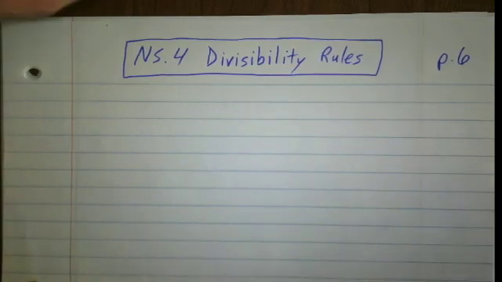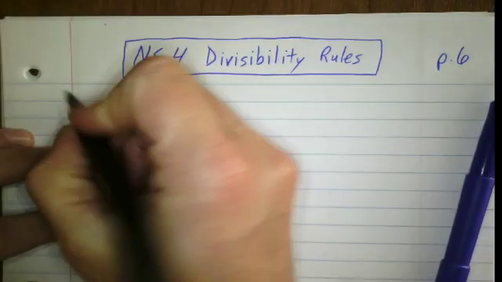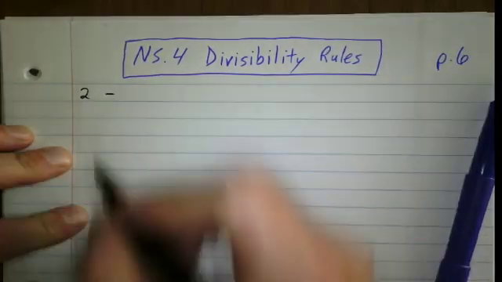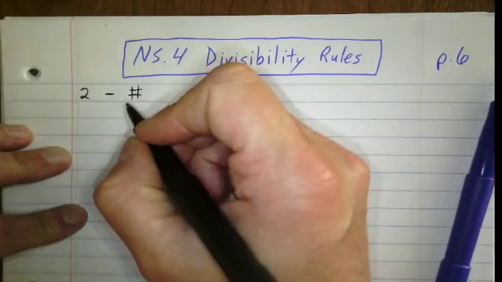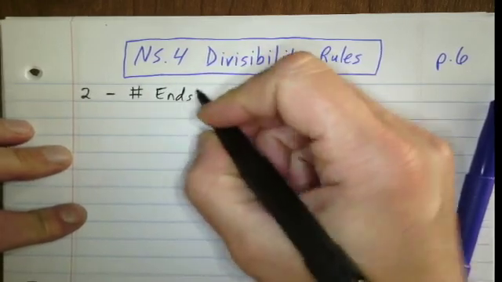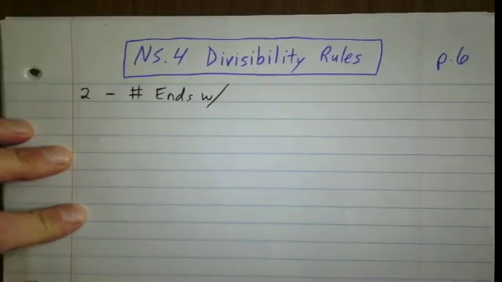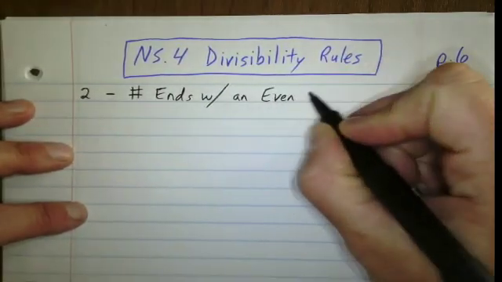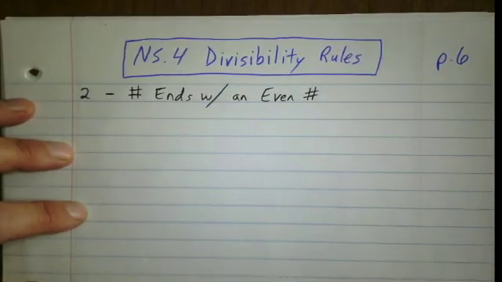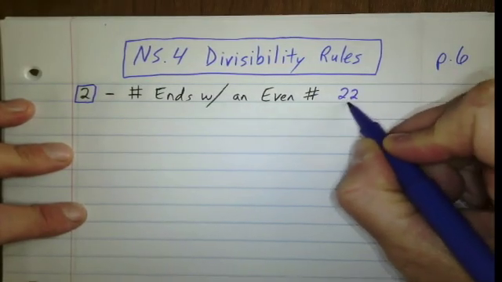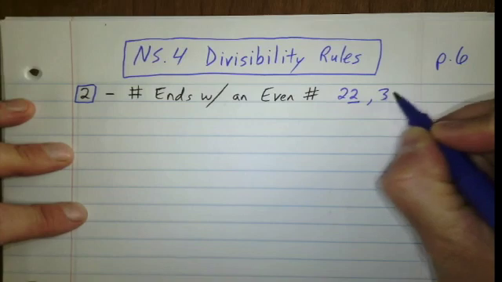So how do you know, change colors here, 2, for example, how do you know if a number can be evenly divided by 2? Well, normally the number ends with an even number. So the number ends with, this is my shorthand for with, W/, an even number. What do I mean by that? If it's divisible by 2, put a box around 2. The examples might be like 22. It ends with a 2. 38 ends with an 8.